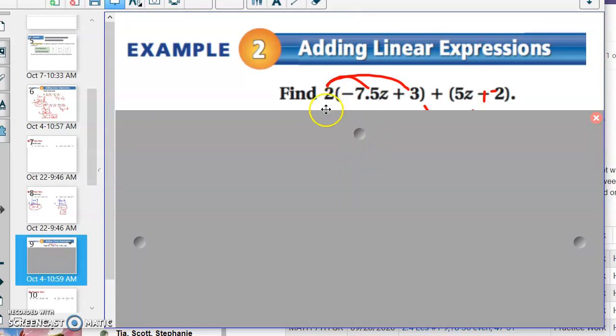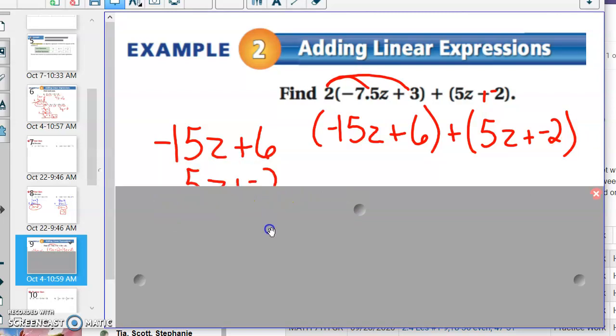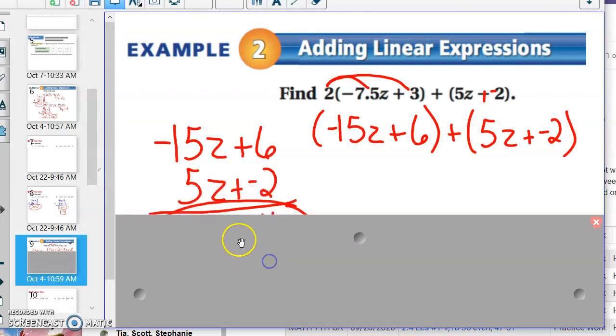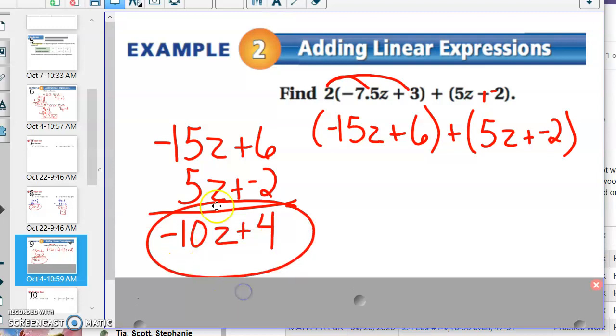Remember we talked about the distributive property. And what the distributive property means is that I need to distribute this 2 into both of those numbers in my parentheses. And remember, to distribute means to multiply in. So first, that simplifies to me negative 15z plus 6. And then, of course, I added the opposite here to make it plus a negative 2z. Then I set them up vertically, and then I added the terms together. So negative 15z plus 5z is negative 10z.